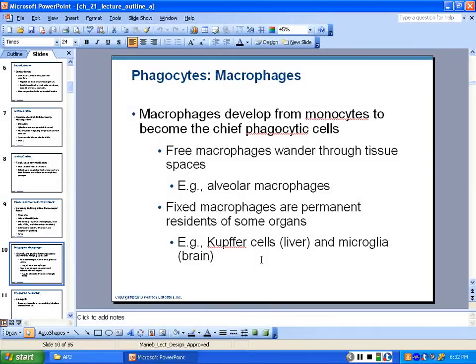We also have some macrophages that instead of staying in one specific location, are free to wander around through the tissues of the body. One of the examples would be macrophages that are found in the alveoli, which would be the lungs. Sometimes they refer to those as dust cells, D-U-S-T, dust cells.